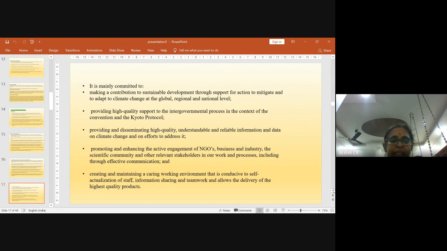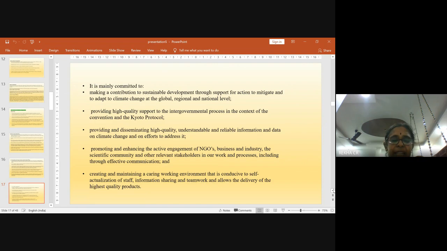So providing and disseminating high quality, understandable, and reliable information and data on climate change and on efforts to address it. Promoting and enhancing the active engagement of the NGOs, business and industry, the scientific community, and other relevant stakeholders in our work and processes, including through effective communication.